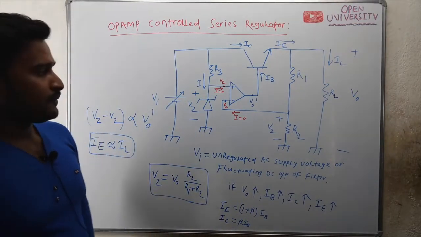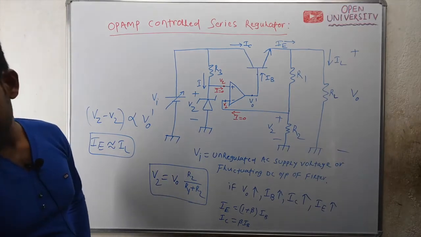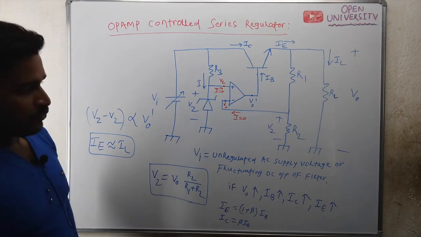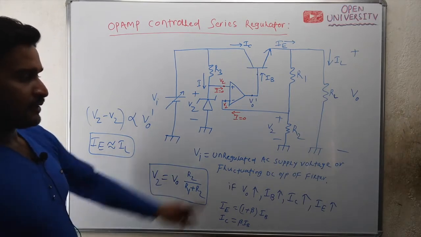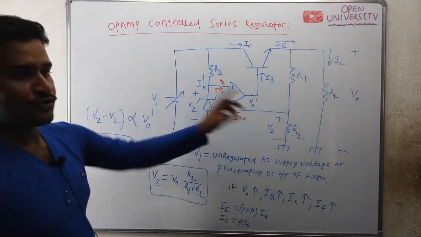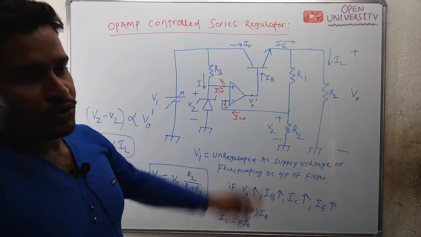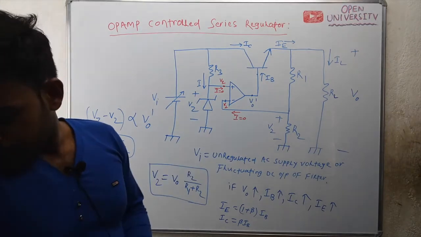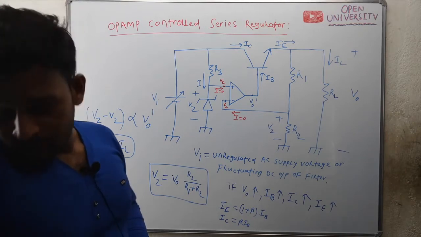Next point, R1 and R2 are connected in series. In bracket, write down I equal to 0, since I equal to 0. So they act as a voltage divider.